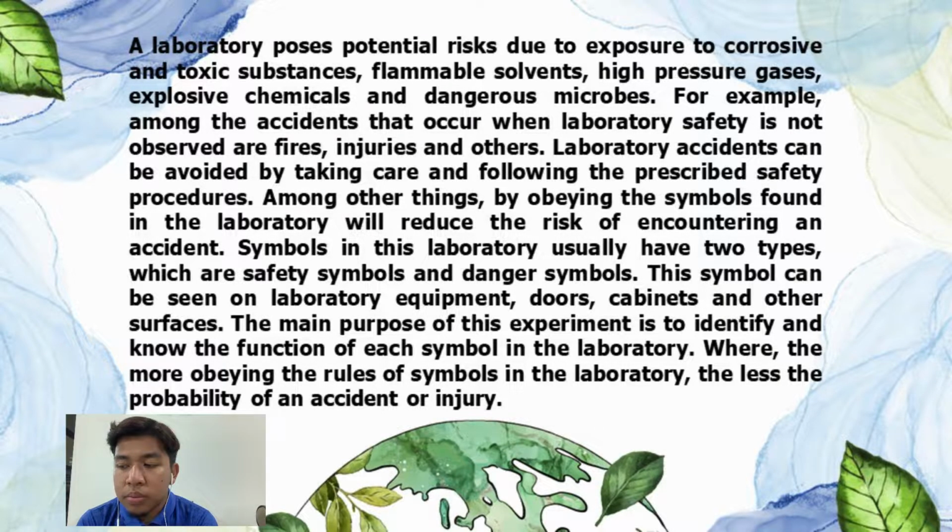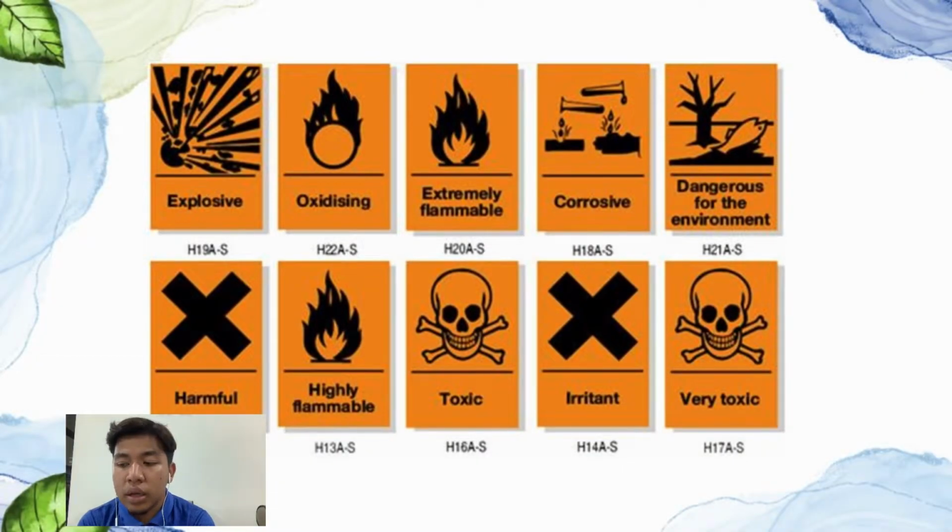Among the things, following the symbols found in the laboratory will reduce the risk of incidents. The symbols in a laboratory usually are of two kinds: firstly the safety symbol and secondly the hazard symbol. These symbols can be seen on laboratory equipment, doors, cabinets and so on. There are 10 danger symbols.